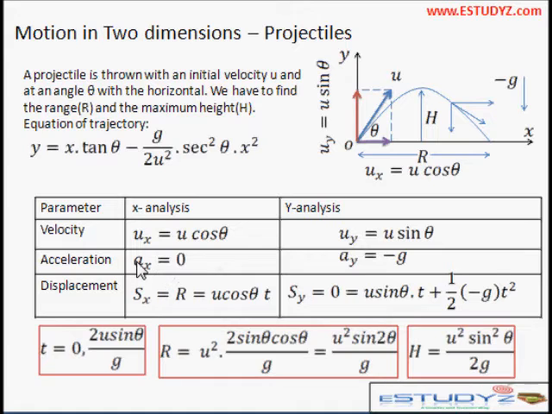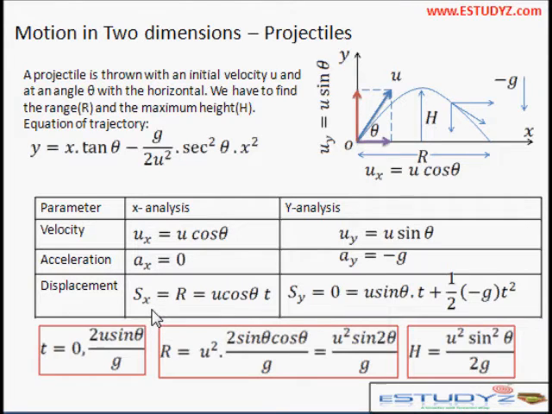Acceleration along the x direction is 0. Acceleration along the y direction is negative g. We have taken all the parameters in the upward direction as positive, rightward as positive, left as negative, and downward as negative.